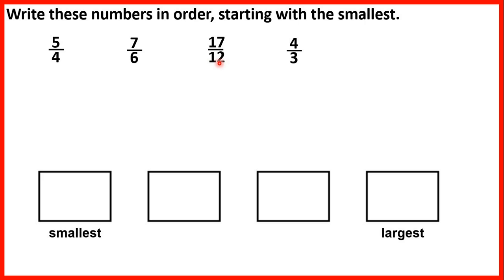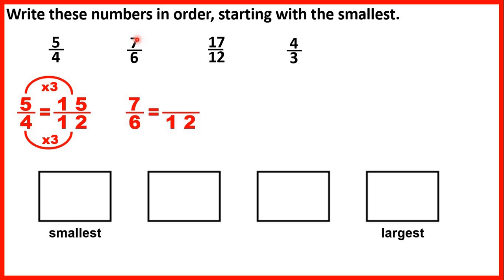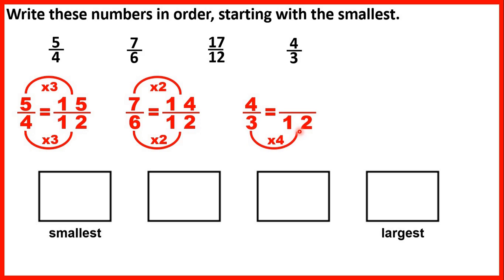Now 12 is our largest denominator, and 12 is in the 4 times table, it's in the 6 times table, and it's in the 3 times table. So we can find equivalent fractions which have a denominator of 12. So first, for 5 quarters, 4 times 3 is 12, and what we do to the denominator, we need to do to the numerator as well, and 5 times 3 is 15. Now we have 7 sixths, 6 times 2 is 12, 7 times 2 is 14. And for 4 thirds, 3 times 4 is 12, 4 times 4 is 16.